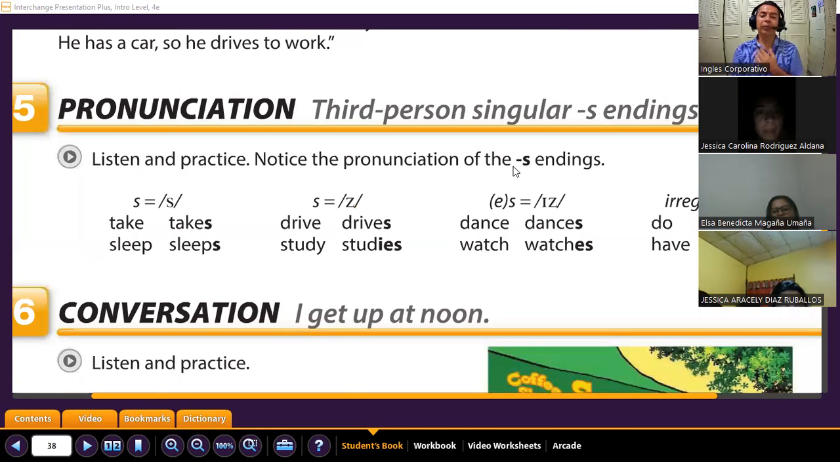Good. Now, pronunciation, right? Listen, aparte de la escritura, cuando usamos los verbos en tercera persona, también hay una forma especial de pronunciarlos. Yes. And it has three sounds. In the case of s, we use this sound with voiceless sound. Voiceless means sin voz. Sonidos no voceado, right? And we say z with voiced sounds. Sonido voceado. Right? And we use is with sibilant sounds. Sibilant, right? Okay, sonidos silbaditos. Okay?